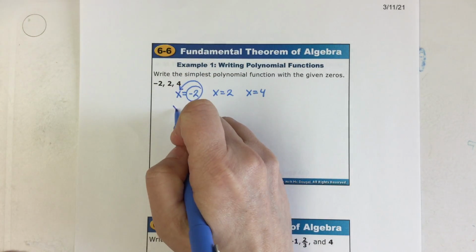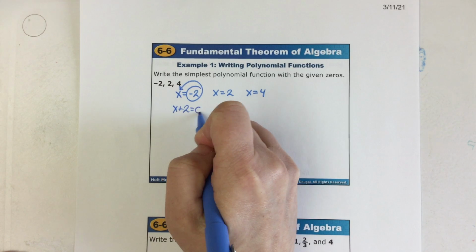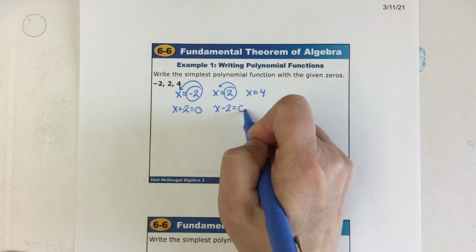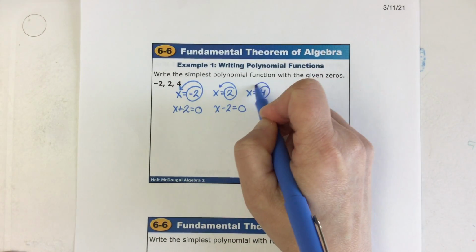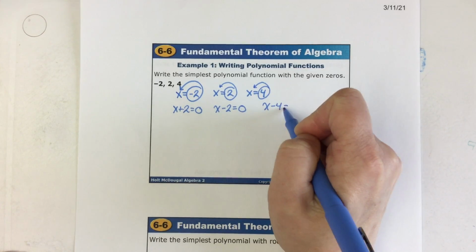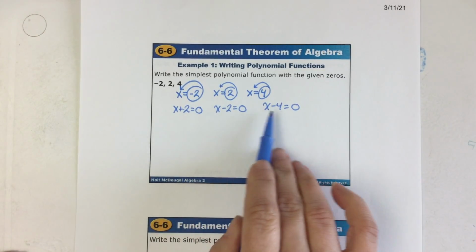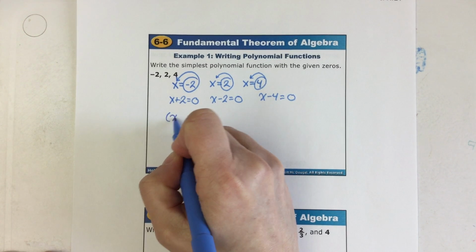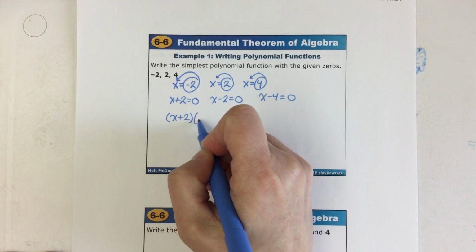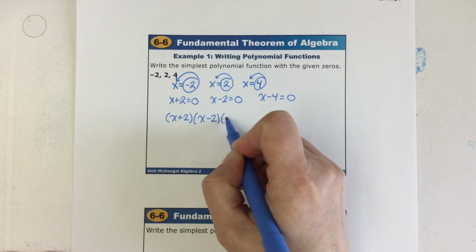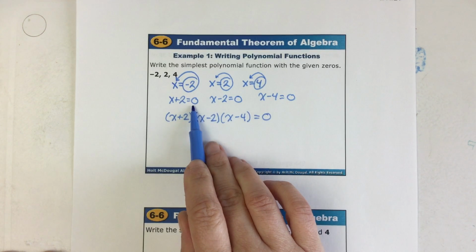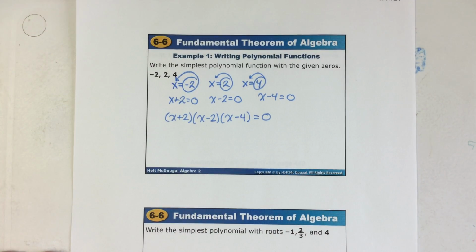Because this is a -2, I would add 2. That way it's equal to 0. This is a +2, so I need to minus the 2. So now it's equal to 0. This is a +4, so I would minus 4. Once everything is set equal to 0, now you get to write it in what is called factored form. What that means is the non-zero side would go in parentheses. So x plus 2 goes in parentheses, x minus 2, x minus 4, and we state that all of them are equal to 0 because individually each one of them equals 0.